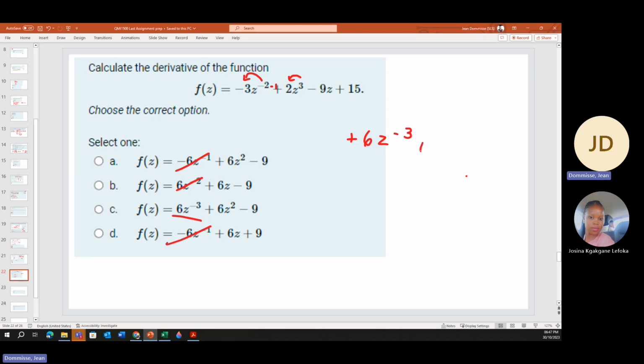3 times 2 is +6z. 3 minus 2, so there it is as well. And then that one will be -9, because it will be z^1 minus 1, it's z^0. So it becomes 1 and 15 falls away. Okay, cool.